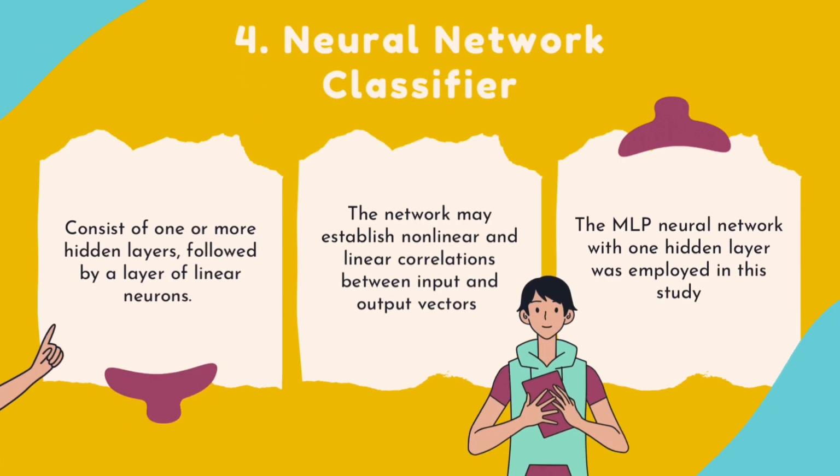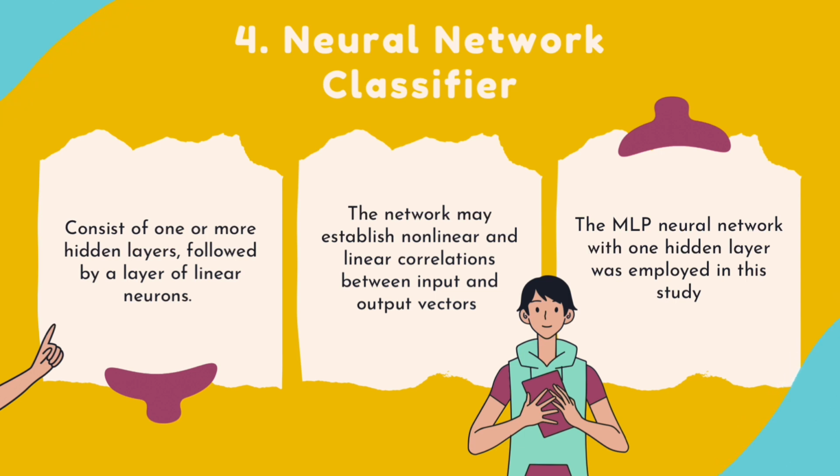The next subtopic is neural network classifier. It consists of one or more hidden layers, followed by a layer of linear neurons. Through the hidden neurons, the input signals are applied in a forward manner from the input to the output. The network may establish non-linear and linear correlations between input and output vectors due to the hidden layer with a non-linear transfer function. The MLP neural networks with one hidden layer was employed in these investigations.